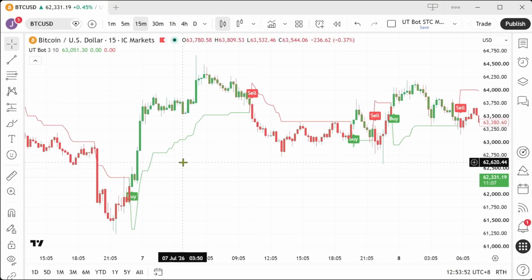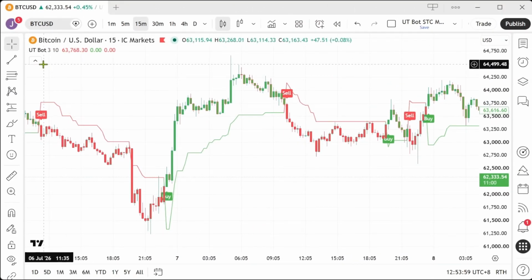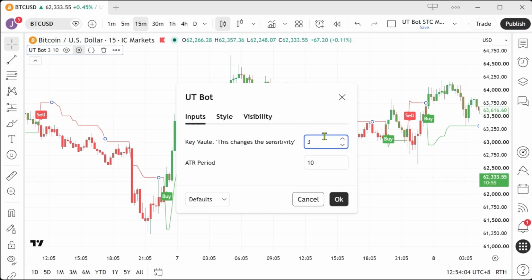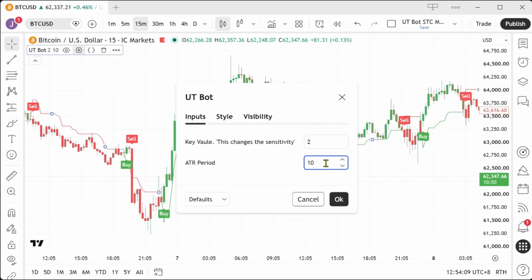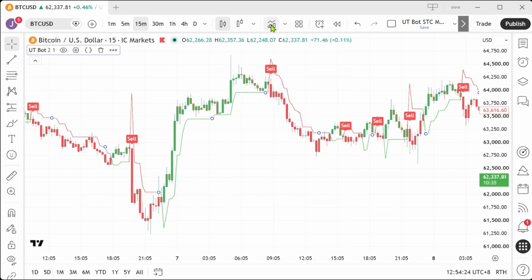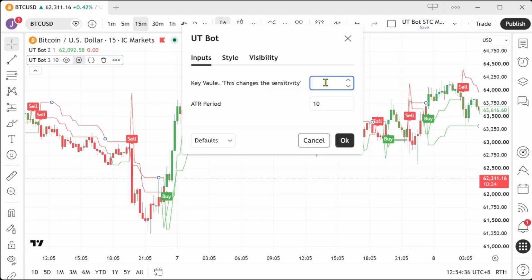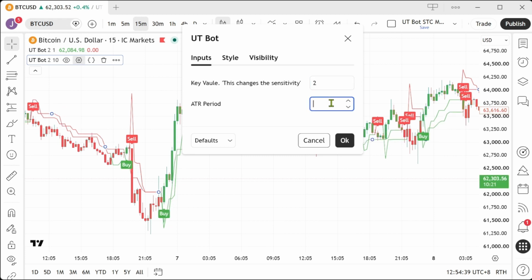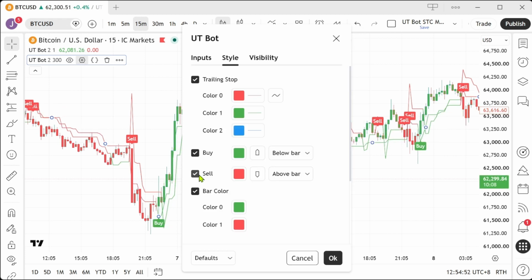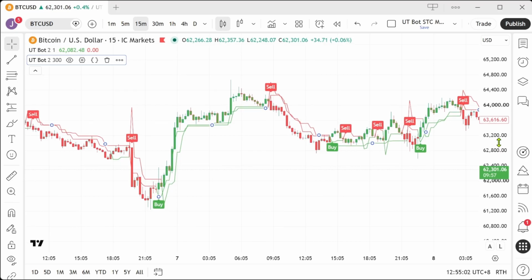We are following the exact settings from the original video. Let me walk you through it. First, add the UT Bot. Go to settings and set the key value to 2 and the ATR period to 1. Go to styles and uncheck the buy option. This first indicator is going to give us only sell signals. Now add the indicator one more time. Go to settings. Now for the key value, change it to 2 and for the ATR, change it to 300. Under style, uncheck the sell option and this indicator is going to give us only buy signals. Now look at the chart. You can already see the buy and sell signals.